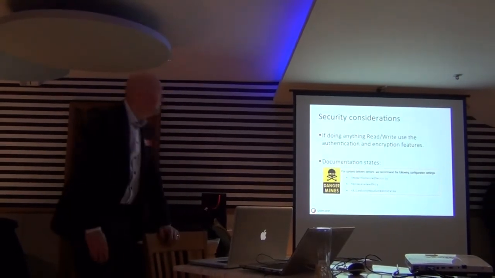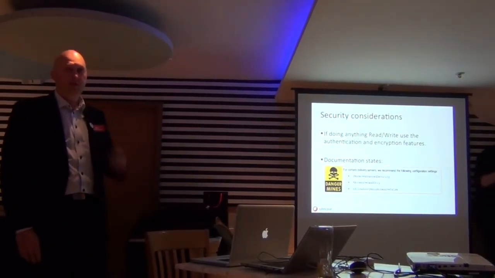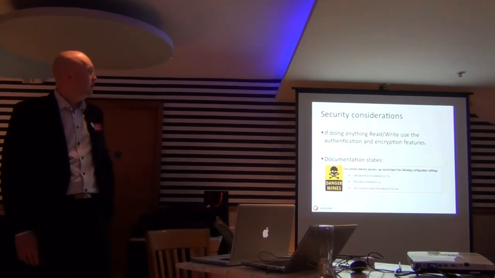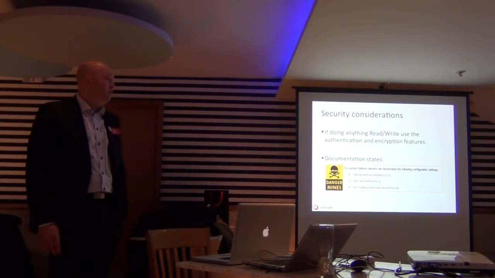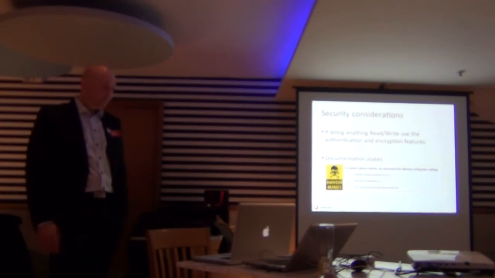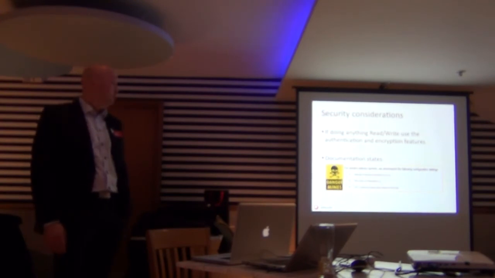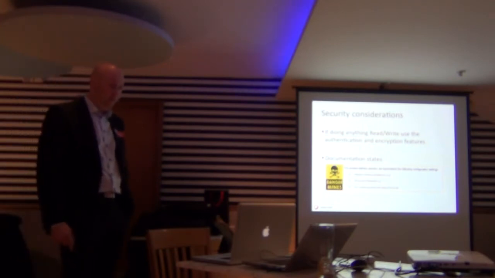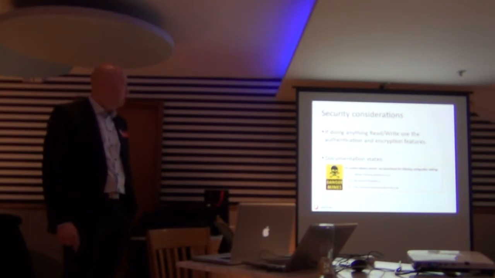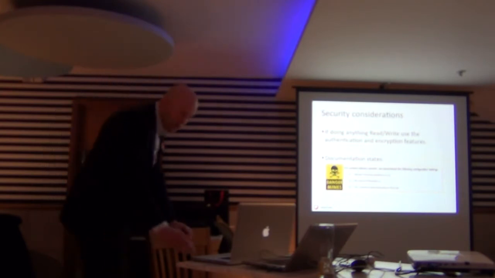Before we start, I think we should cover some security considerations when you deploy the Item Web API. If you do anything read-write, obviously you would want to use authentication and encryption. Also, the documentation states that if you deploy this on a content delivery server, you should use advanced security, read-only mode, and not allow anonymous access. I think I'll go a little bit further than that, but that's for another talk.